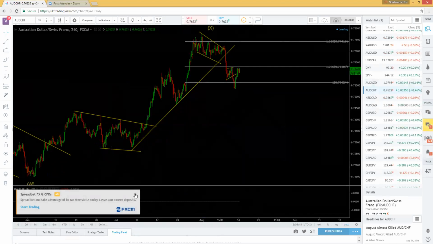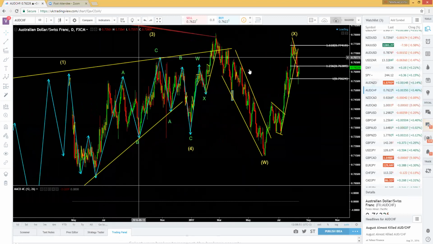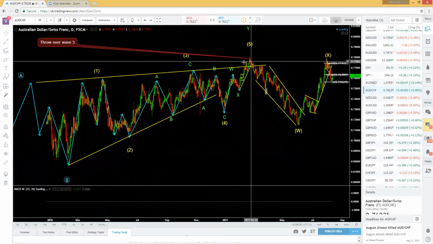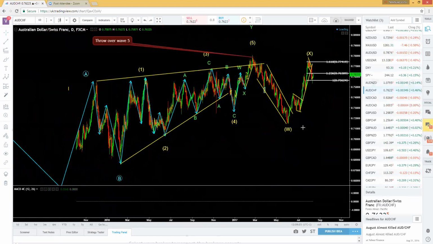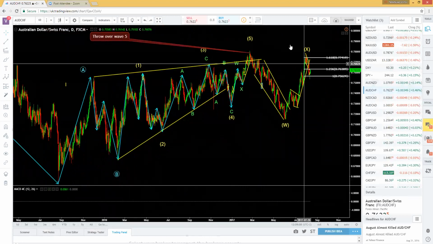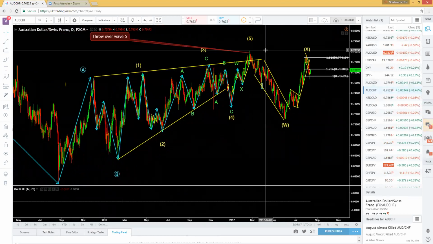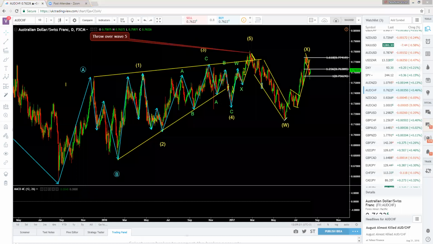We had a big leading diagonal. We actually have a leading diagonal on this one. As you can see, it complies to all the rules. Right, and similar to New Zealand US dollar, but the difference between this one and the leading diagonal in New Zealand US dollar is that the one in New Zealand US dollar has already completed this move like this, and it is now here.